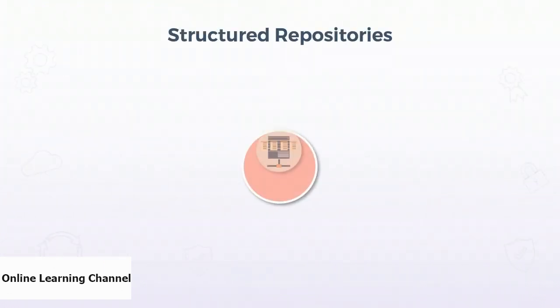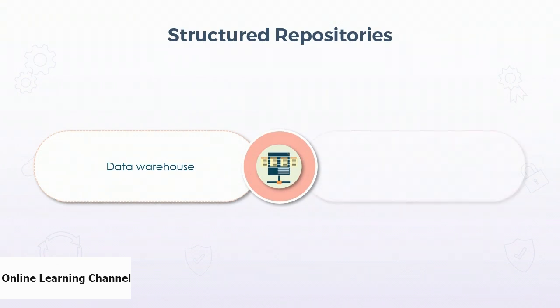Structured repositories. So what's the difference between a data warehouse and a data mart? A data warehouse holds multiple subject areas in very detailed information, and it works to integrate all the data sources together. On the other hand, a data mart is what we call the access layer of the data warehouse environment. We use this layer to get the data out to the users.